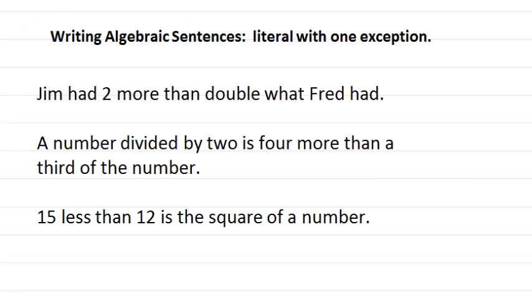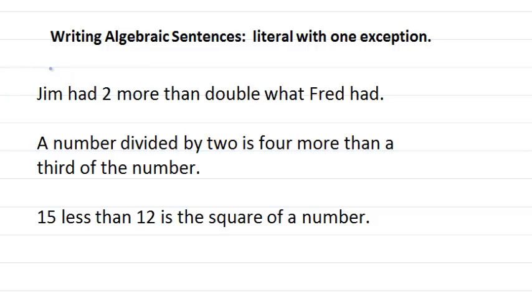Now we're going to talk about expressing sentences algebraically. This is perhaps the most fundamental thing that's being tested on the SAT math section, in my opinion. When you're writing an algebraic sentence based off of a written sentence, you can pretty much always write exactly what you see in the same order, with one exception, and the exception is subtraction. So as long as you don't see subtraction, you can pretty much write exactly what you see.